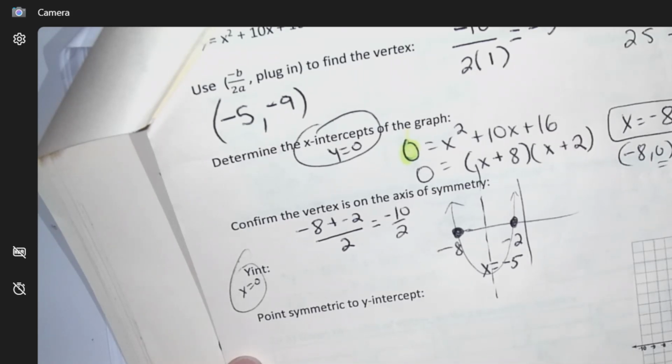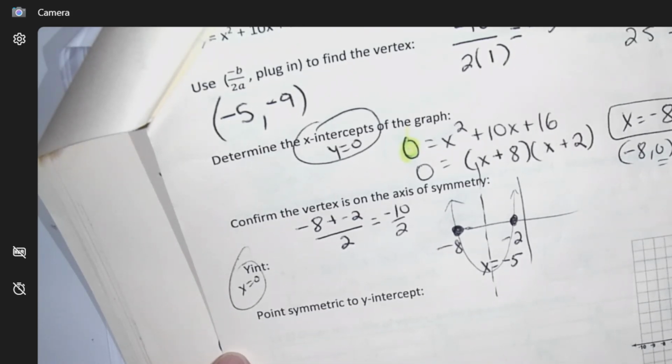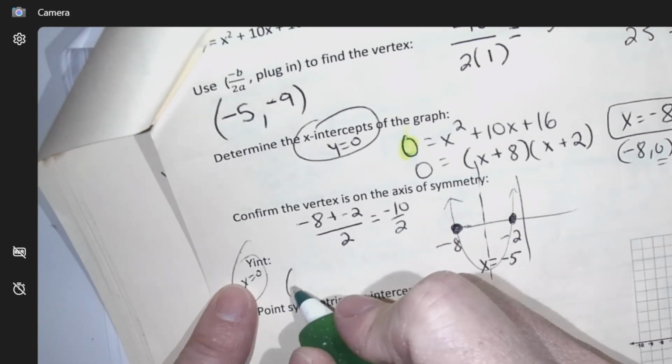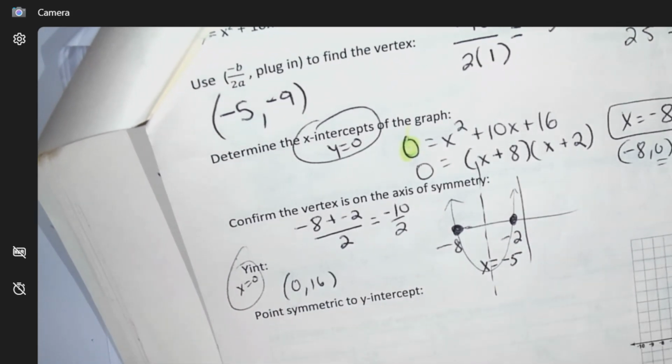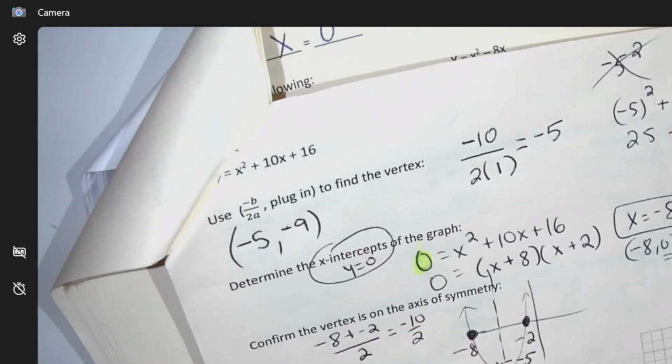Y-intercept answer, so that's where x is 0. Quick as a bunny, what's the answer? 16. 16 is the y-intercept, because if there was no x, boom.